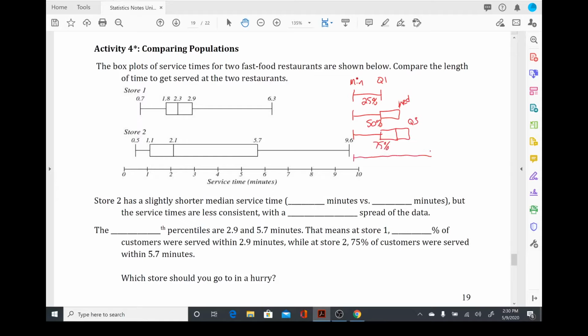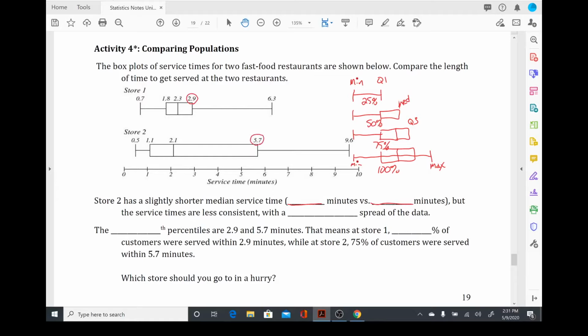And if we've got everything, we've gone from the min to the max, we've got it all. We've got 100%. So we can see in the 2 box plots that store 2's median service time is what? I want you to put in the median service times of store 1 and store 2. The median, again, is that middle number. The blank percentiles are 2.9 and 5.7 minutes. 2.9 is that third quartile number, and so is the 5.7.